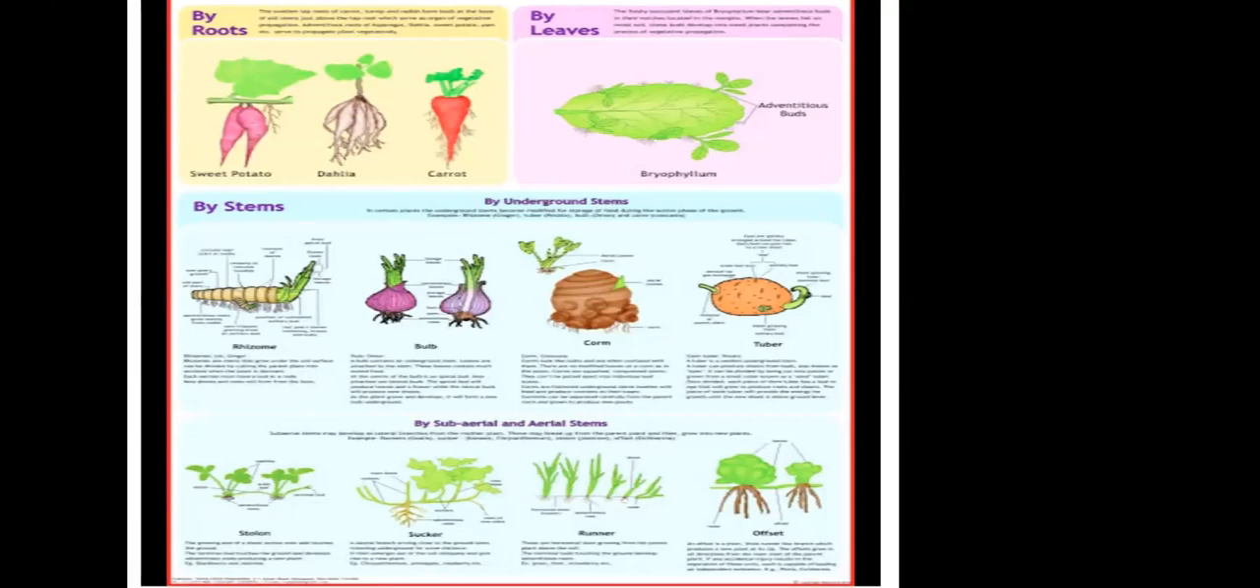Now, if you talk about the stem, by underground stem, like ginger, which is called a rhizome. We have discussed this in the previous question. Similarly, onion and garlic are both called bulbs. They also reproduce with the help of the stem. If you put an onion into the soil, after a few days you can see the shoot system develops from it. So it is called a bulb.